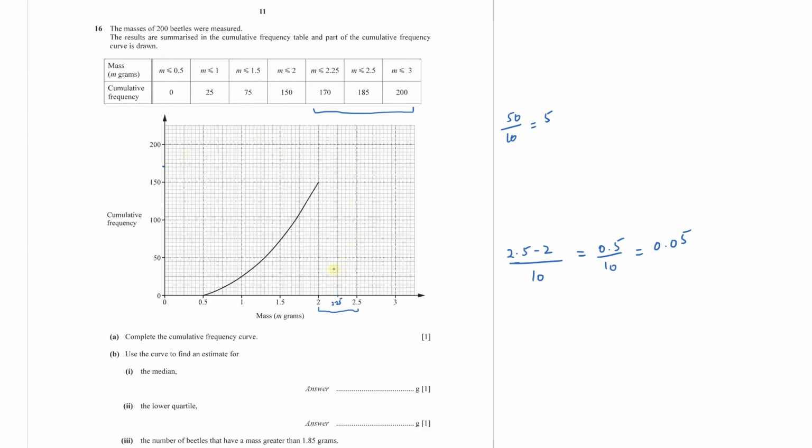So let's first go in this direction. So this is 170. Our point is 2.25 on the x-axis and 170 on the y-axis. So if I extend this 170 all the way up till I get to the 2.25 line, which is this one here. So this is the 2.25 line here. So this is my first point.